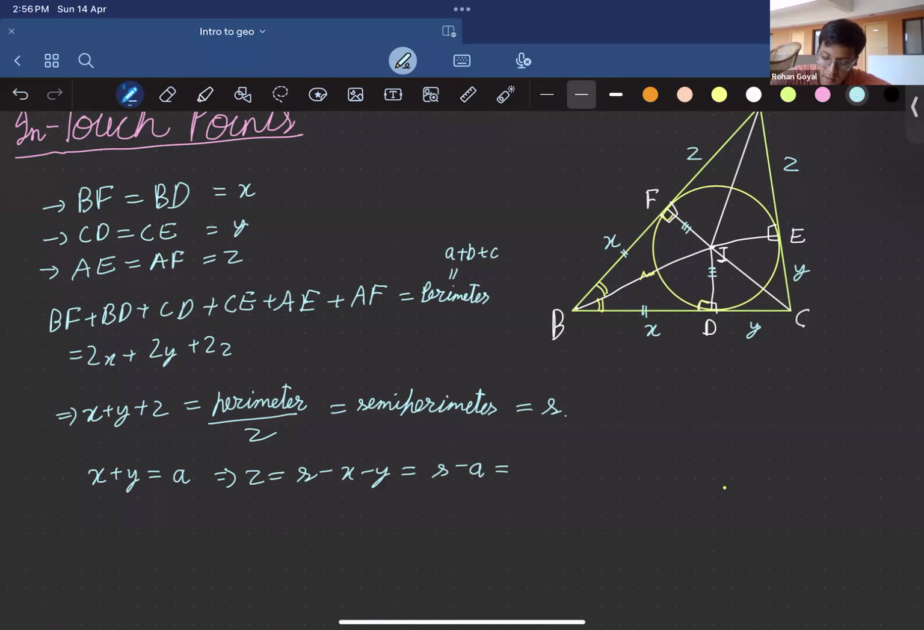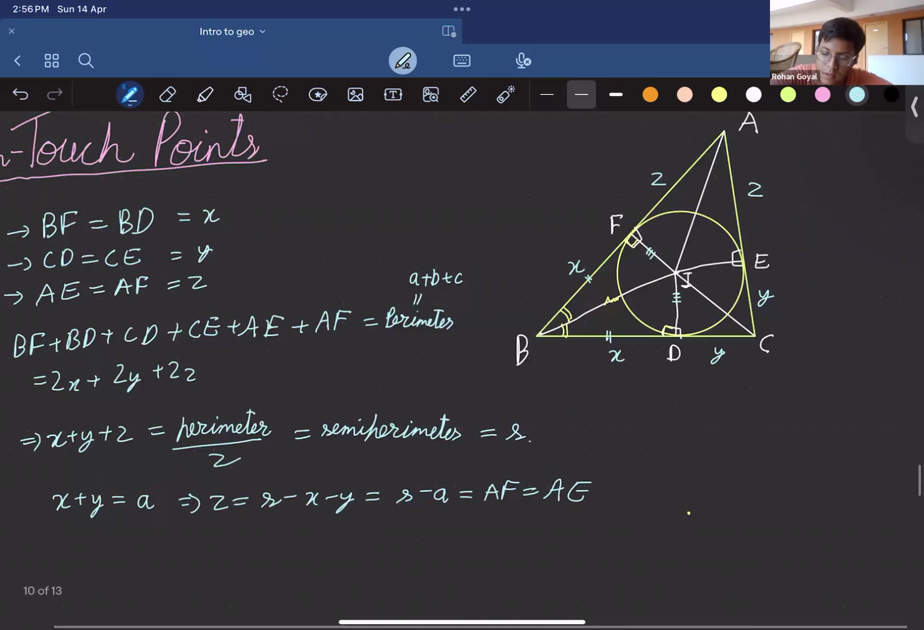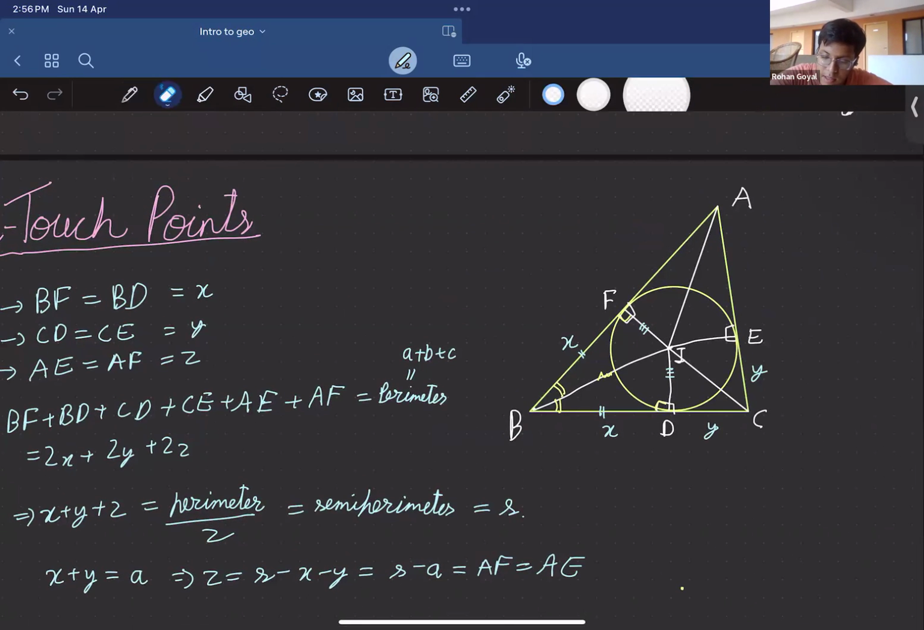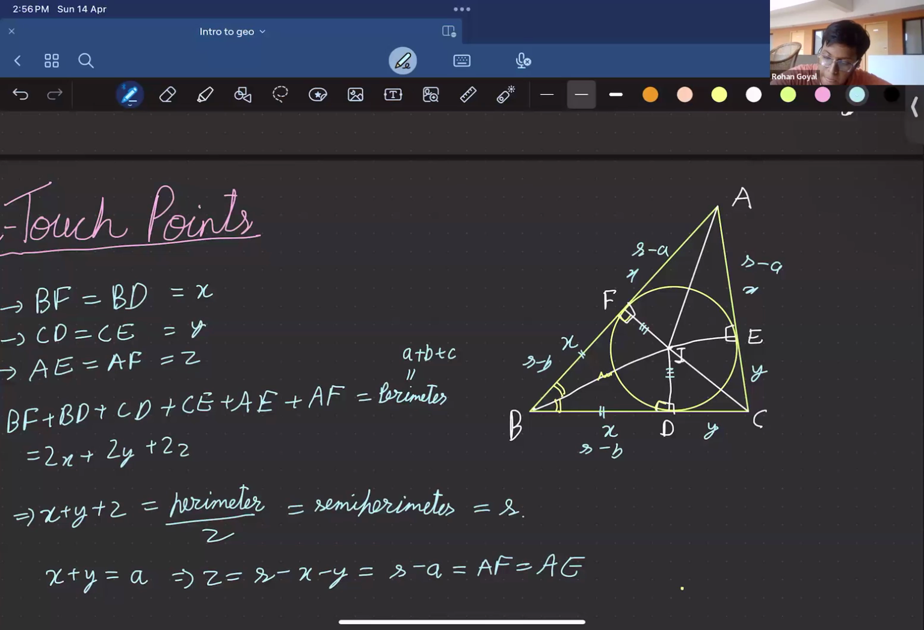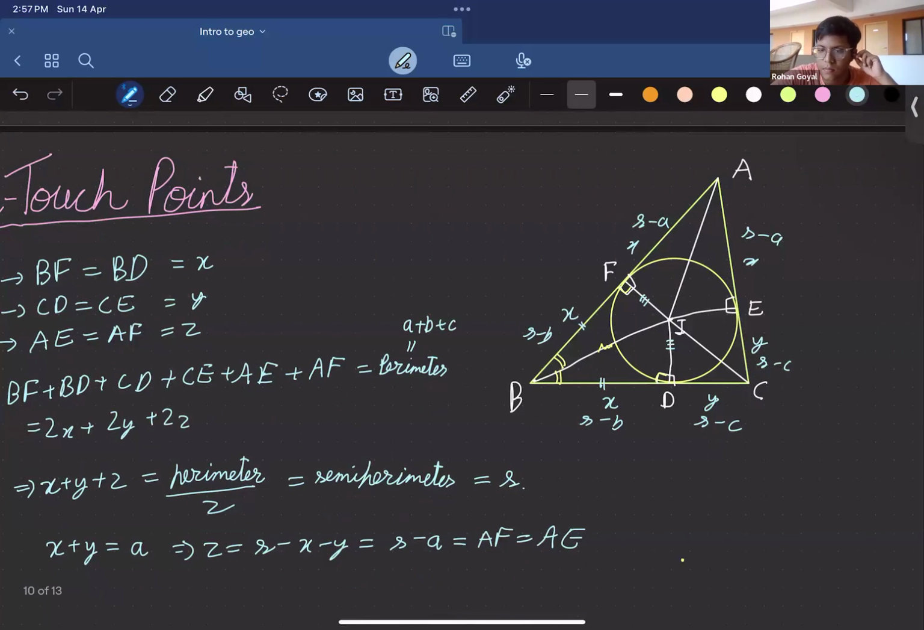Just to write this, AF is equal to S minus A. This length becomes S minus B by the same argument, and this length becomes S minus C. Does that make sense?